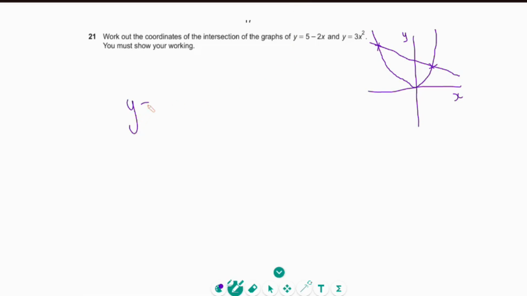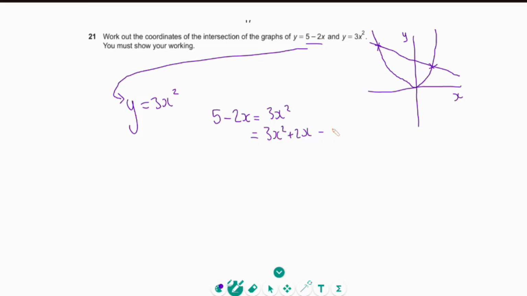So I've got y equals 3x squared. I know that y is equal to 5 minus 2x. So I'm just going to substitute that, replace the y with 5 minus 2x. 5 minus 2x equals 3x squared. Got a quadratic. I am going to bring everything over to the right hand side, and the left hand side is going to be 0, so I'm going to add 2x to both sides, and I'm going to subtract 5 to both sides. I'm going to solve this now.